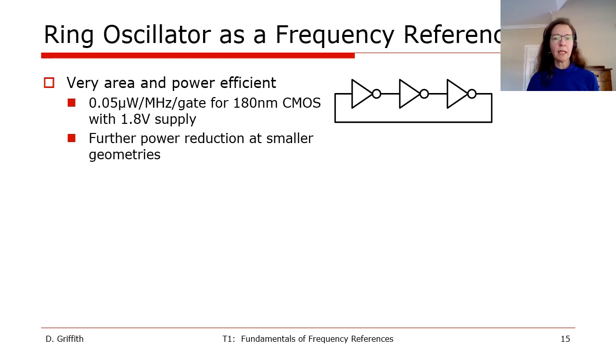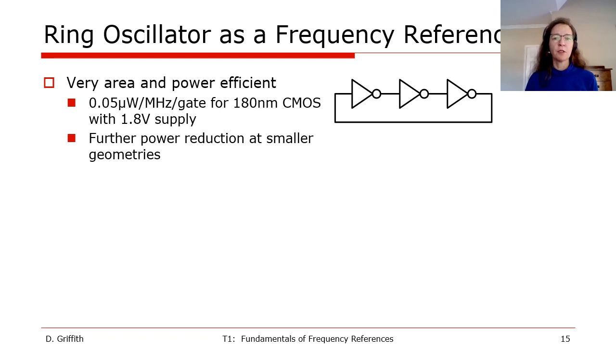So how do we make an integrated oscillator in CMOS? The most obvious candidate to make a low power oscillator is a ring of cascaded inverters. As a ballpark number, you get roughly 50 nanowatt per megahertz per gate for a 180 nanometer technology node, and this decreases with technology node, so this is promising for a low power design.